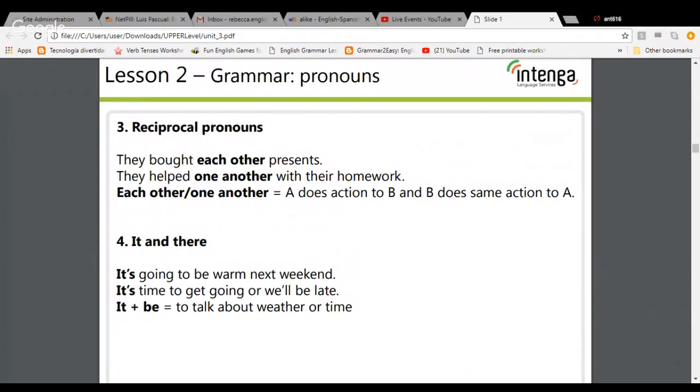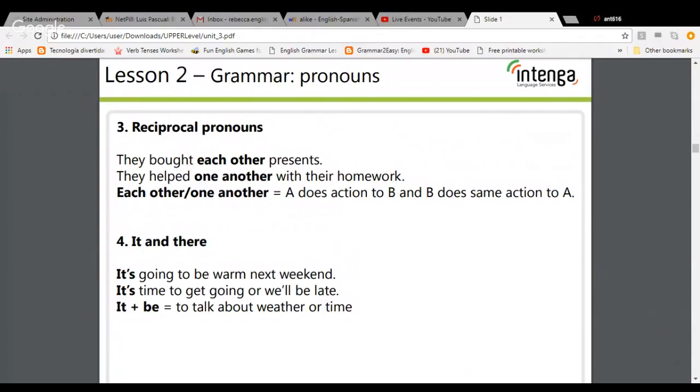However, they helped one another with their homework. I don't think you can change that. No, that one doesn't work for me. If you change it to "they helped with their homework"? No. Terrible. We need an object. They helped, and then the object.